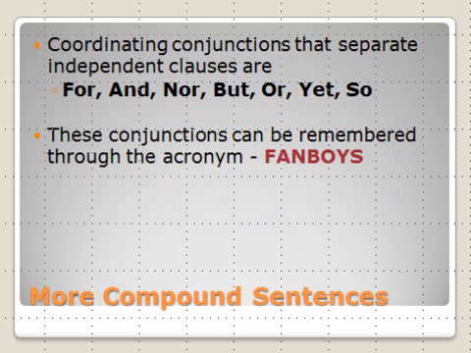We've seen these coordinating conjunctions in a previous lecture. For, and, nor, but, or, yet, and so. We can remember them pretty easily by just remembering this acronym, fanboys. These coordinating conjunctions separate complete thoughts in compound sentences, but we always have to precede them with a comma.